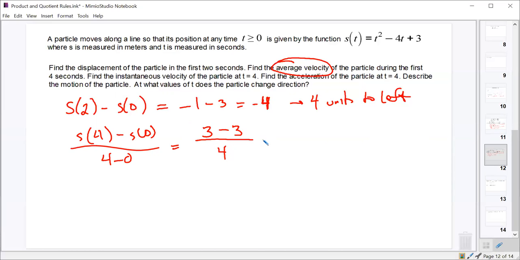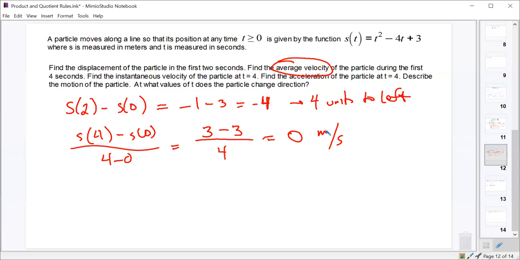So we end up with an average velocity of 0 units per time period. What is it? We got, I don't know, something per second. Meters per second. So 0 meters per second was our average velocity.